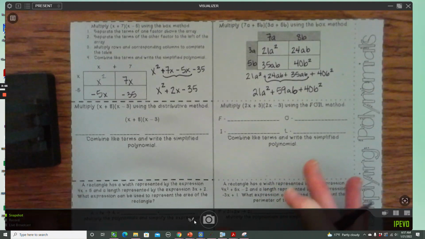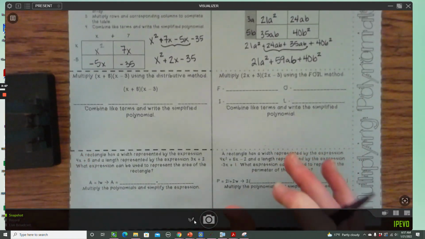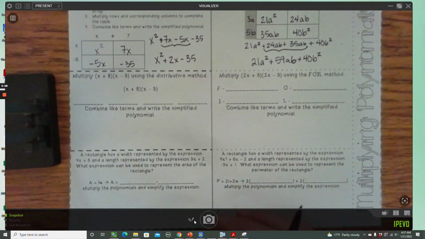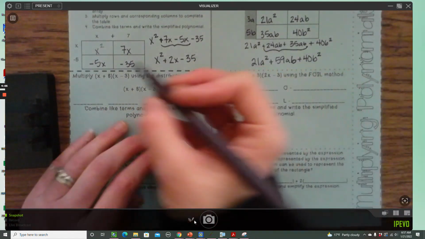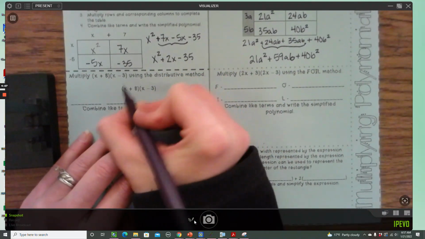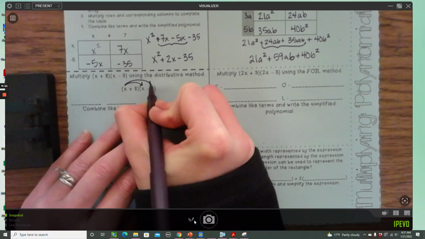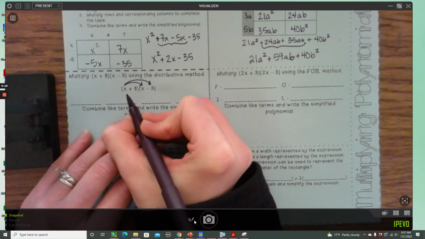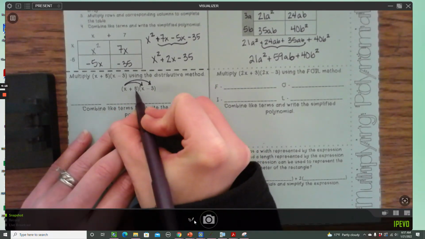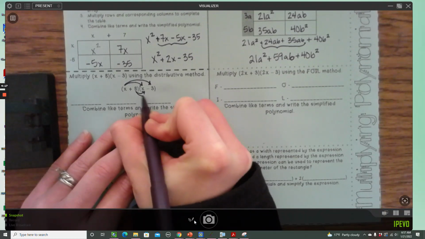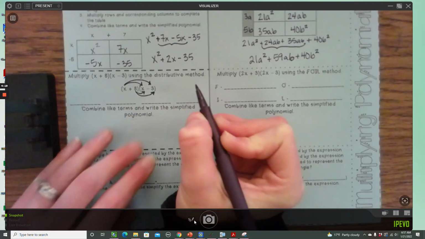All right, our next method is the distributive method. But we can also call it the FOIL method. So we're going to multiply x plus 8 times x minus 3 using the distributive method. So when we distribute, when we had just one number out here, we would multiply everything inside the parentheses by that number. But now we have two numbers, so we also have to do the 8 times the x and the 8 times the negative 3.